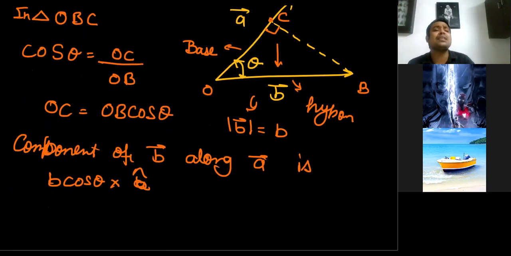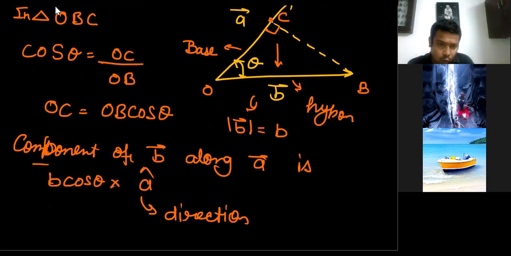Always, the cap represents the direction. It does not represent a vector, it represents a direction. My dear friends, this is also a vector. This whole thing is called a vector. It has a magnitude and direction.